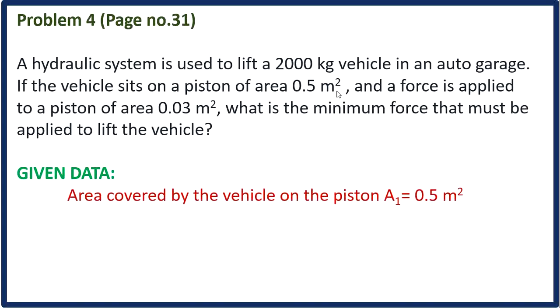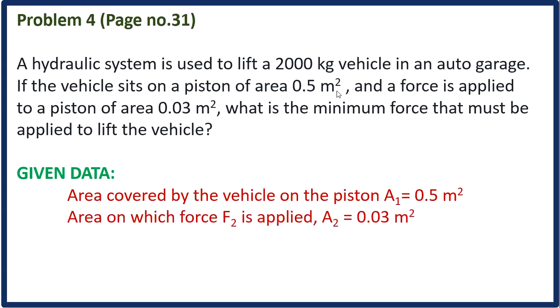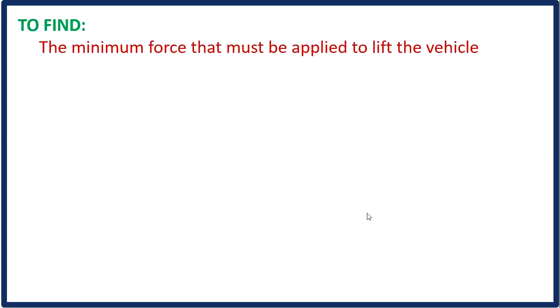Given data, area covered by the vehicle on a piston A1 is equal to 0.5 meters square, and then area on which force F2 is applied is 0.03 meters square. So where we keep the vehicle, that area is taken as A1, and where we have to apply the force, that area is taken as 0.03 meters square, that is A2. And then mass of the vehicle is 2000 kg. Now we can calculate the minimum force that must be applied to lift the vehicle.